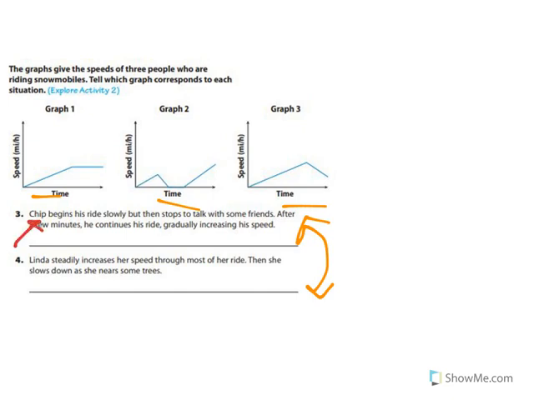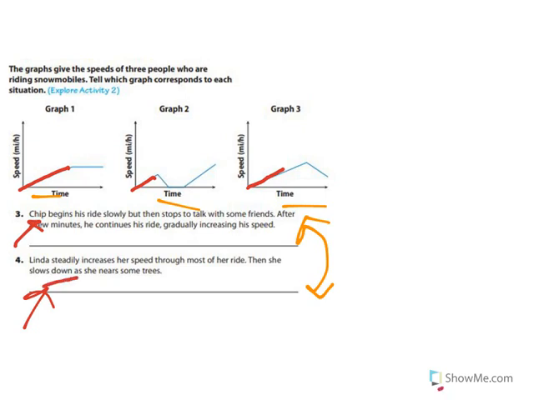Chip begins his ride slowly, but then stops to talk with some friends. After a few minutes, he continues his ride, gradually increasing his speed. In this one, Linda steadily increases her speed throughout most of the ride, then she slows down as she nears some trees. All right, so again, you can do it however you want. Sometimes it's easier just to get rid of the ones that you know are the easiest ones. We'll match that. So if Linda is increasing steadily, we have 2 examples of that. So both of those, or all 3 of them technically, could be them, but what happens now? Then she slows down as she nears some trees.